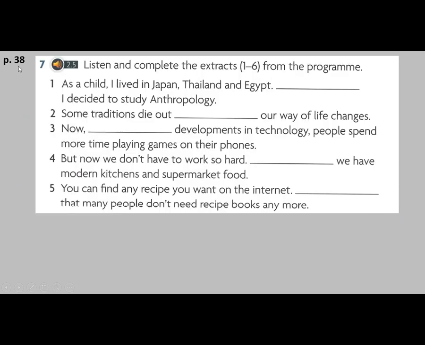Let's go to page 38 now. On this page, look at exercise 7. This is a listening exercise. Listen and complete the extracts from 1 to 6 from the program. Before you listen, stop the video here, read the sentences, and try to complete these blanks with one of the linkers that we studied a few minutes ago. When you come back, we will listen to the extracts.